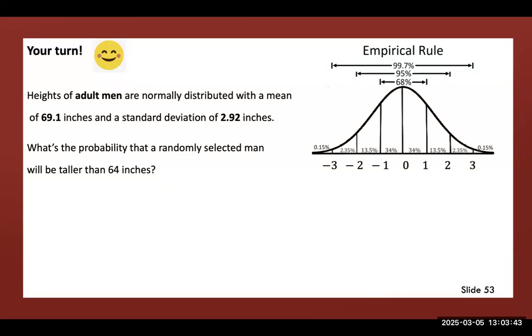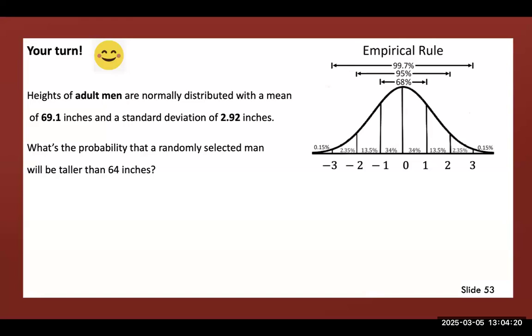Okay, so the first thing I'm going to do is find the z-score. Let's look at the value. A randomly selected man is 64 inches. 64 inches is less than 69.1, so I expect the z-score to be negative. You see that standard deviation is really close to 3, and if I subtract 3, I'll get about 66 inches. So I know that the z-score is going to be less than -1 because it's going to be more than a standard deviation away in the negative direction.